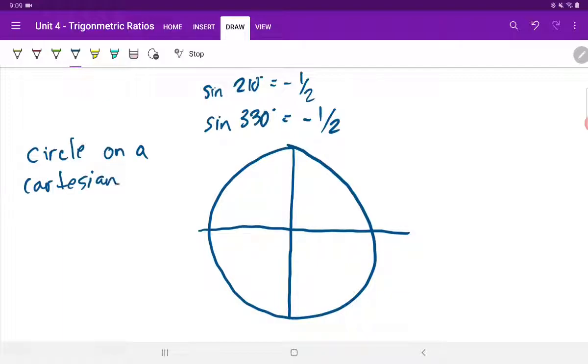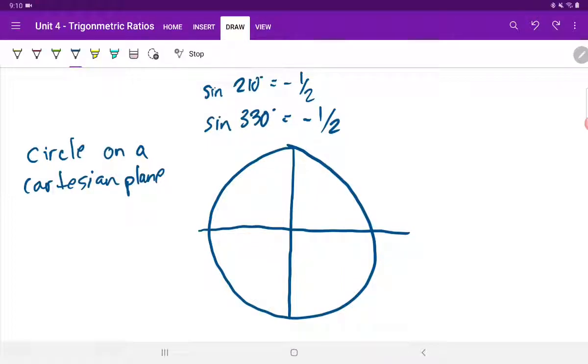Now you might be wondering, why on a Cartesian plane? Well, we're doing angles from 0 to 360. So from all the way around to here, I have 360 degrees, starting at my origin, going all the way around and ending again at my origin. That's 360 degrees.